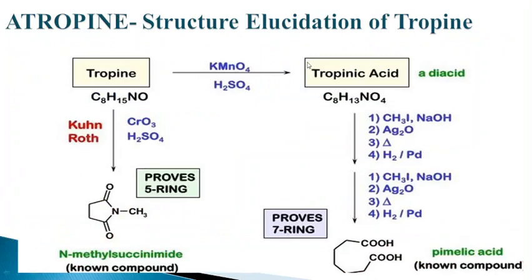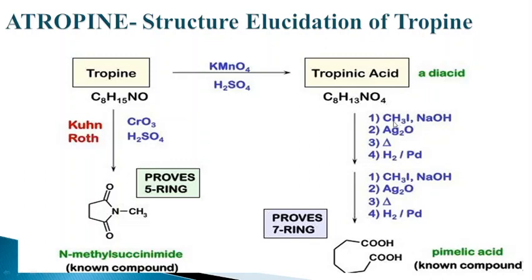Again, you can see a flow chart of this. Tropine, Kuhn-Roth oxidation, chromic acid and sulfuric acid. The final product is a known compound, N-methylsuccinimide, which proves a 5-membered ring is present here with nitrogen, and a methyl group is present on nitrogen. This 5-membered ring is a reduced ring, meaning a saturated pyrrolidine ring. Tropine, when subjected to KMnO4 oxidation, forms tropinic acid, which is a dicarboxylic acid.